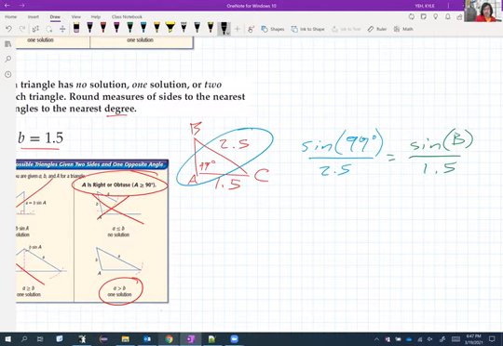What I would like you to do, because we've already done a couple of these, pause the video, work it out, solve this triangle. Now that we know there's one solution, it's just like any other law of sines problem. So pause your video, work it out, then check your answers with mine.